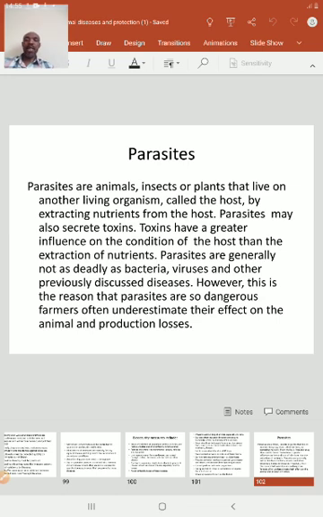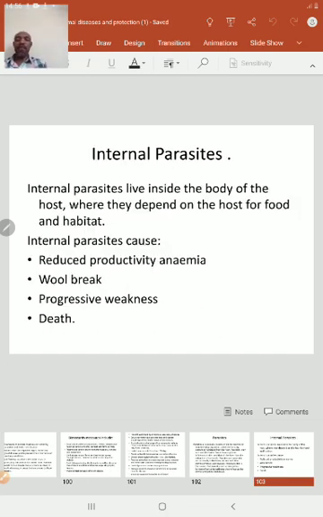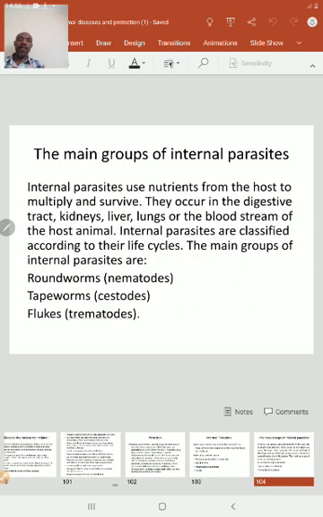And then coming to parasites. Parasites could be animals or insects or plants that live on another organism that is called a host. What they do, they extract something from the host, and they can even secrete toxins. All right, we have two types of parasites. We have internal parasites, those that live inside the body. They can cause anemia, which is caused by sucking of blood, wool break, weakness, and even death.